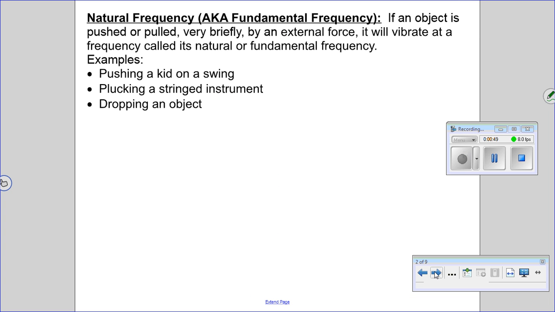All right, so first thing we've got to talk about is what's called natural frequency. This is sometimes called fundamental frequency. They're technically not exactly the same thing, but they're so close that we're not going to worry about a distinction for the purposes of what we're doing this year. The idea is when you strike something or displace it in some way, the frequency that it vibrates at is called the natural or fundamental frequency. Write that down, and then I will show you a few examples.